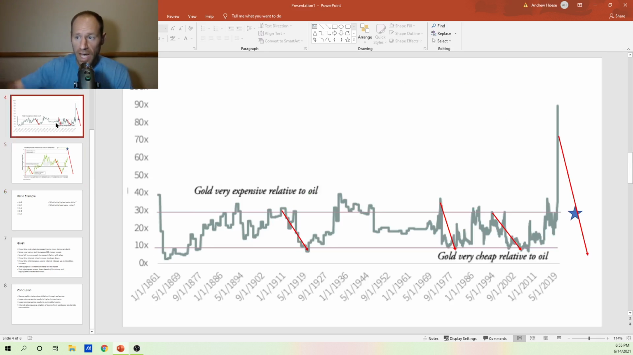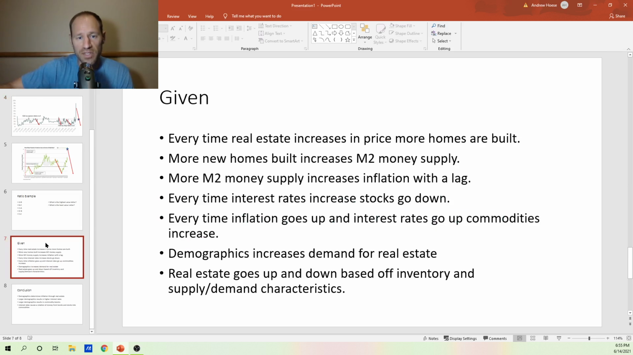Now, I'm going to go through some givens here, and I'll read the givens, okay? This is the given that I'm proposing here. Every time real estate increases in price, more homes are built. More new homes built increases the M2 money supply. These are what I've seen in history, and I consider to be facts or givens. More M2 money supply increases inflation with a slight lag, about a 1 to 2 year lag. Every time interest rates increase, stocks go down. High growth stocks, I should say. Every time inflation goes up and interest rates go up, commodities go up.